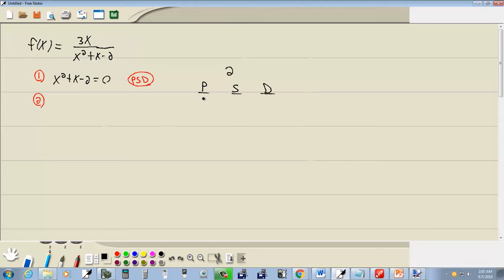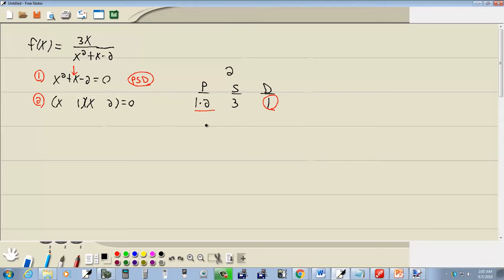I'm going to write down all the products that give me 2. There's only 1: 1 times 2. Now in the S column, I'm going to add these together. S for sum: 1 plus 2 is 3. And in the difference column, I'm going to subtract smaller from larger: 2 minus 1 is 1. Now the number we're always looking for is the number in our middle term, which is a 1, which is right here. Which means we'll use 1 and 2 in our factoring.